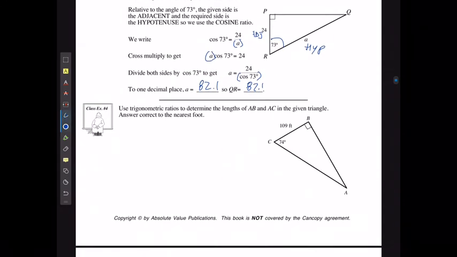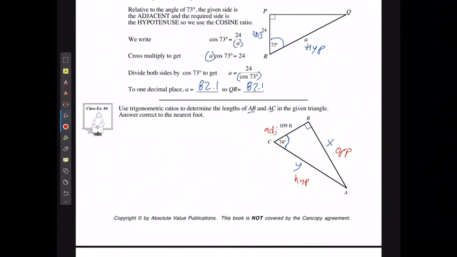For this example, we're using the trigonometric ratios to determine the lengths of AB and AC. I have my angle here, and I'm going to label these sides. I'm going to call AB x, and I'm going to call AC y. And we're going to solve for AB first. If this is my angle, then y is going to be my hypotenuse, x is going to be my opposite from the angle, and the 109 is going to be my adjacent.